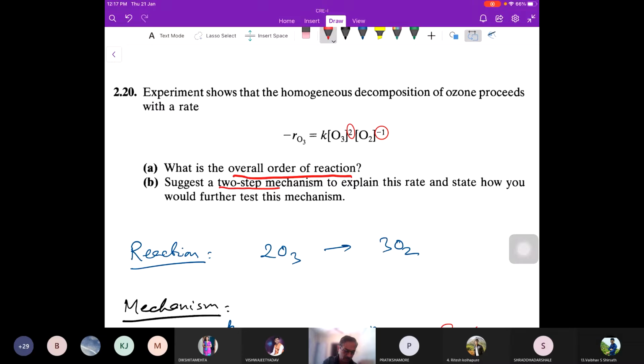2 स्टेप मैकेनिज्म क्या होता है? चेन रिएक्शन होता है कि नॉन चेन रिएक्शन होता है? नॉन चेन। नॉन चेन, राइट? तो यहाँ पर क्लियरली बोल रहा है कि सजेस्टेड 2 स्टेप मैकेनिज्म, दैट मीन्स वी हैव टू अज्यूम a non-chain reaction mechanism to explain this rate and state how you would further test this mechanism. ठीक है?